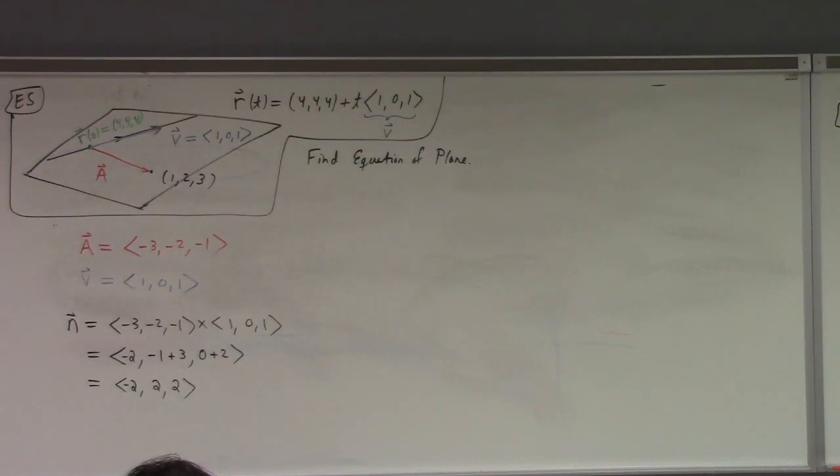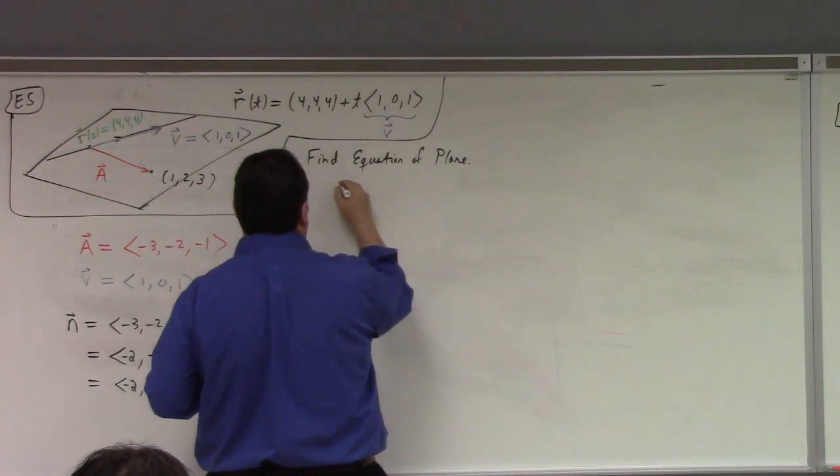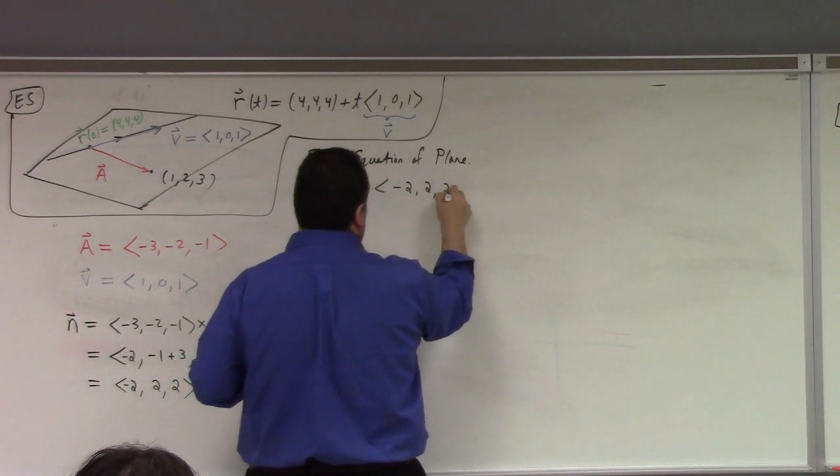I prefer to do the cross product in my head and use the formula I wrote down on the board. So that's what I do. You can do something else if you want. Anyway, so there's our normal vector. We got normal minus 2, 2, 2.